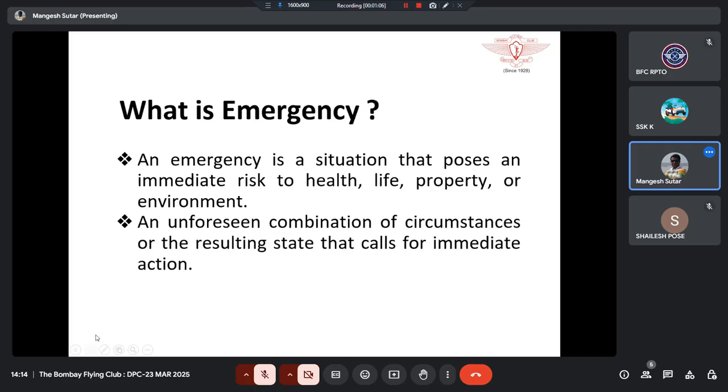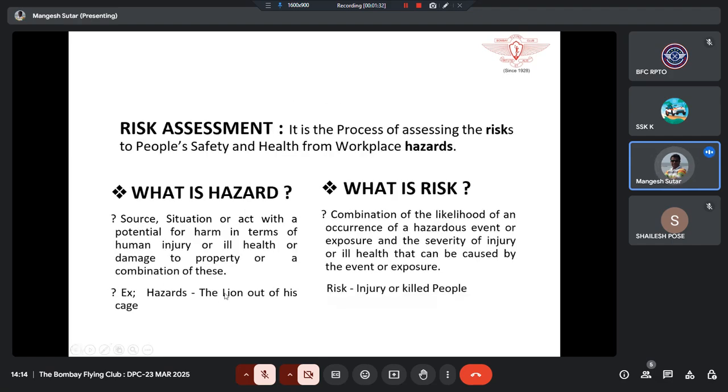Okay. So what is an emergency? An emergency is a situation that poses an immediate risk to health, life, property, or environment. An unforeseen combination of circumstances or resulting state that calls for immediate action. So in case of an emergency, the situation poses an immediate risk to health, life, property, or environment, which requires immediate action. If the lion is out, that is a hazardous situation. What is the risk involved? Injury, or a person getting killed because of the lion being out.